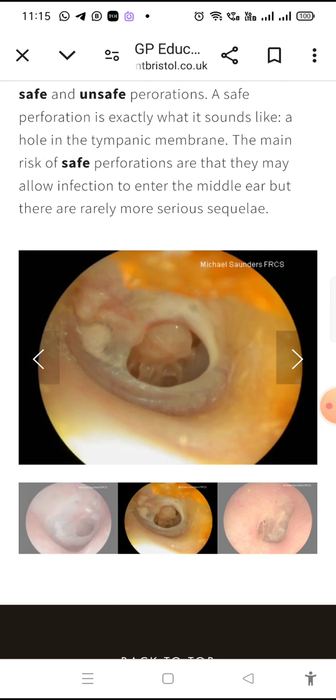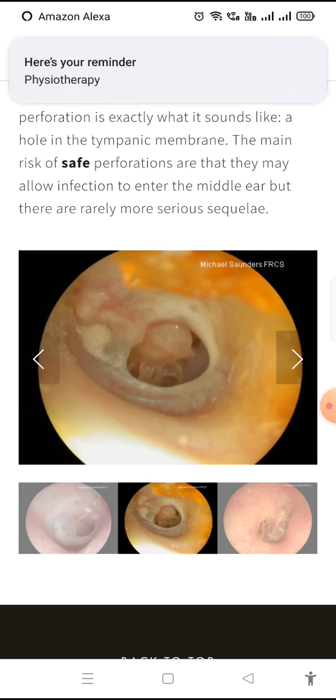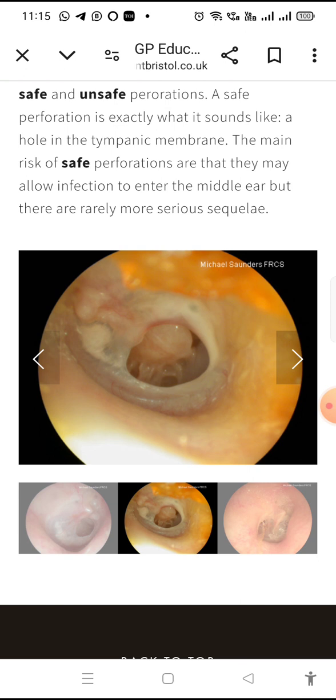This is an almost three-quarter perforation, you see, and all around, therefore, it is surrounded by a drum remnant. There are tympanosclerotic plaques in the anterosuperior quadrant and in the posterior quadrant, and through the perforation we can see the promontory. Therefore, a safe perforation.